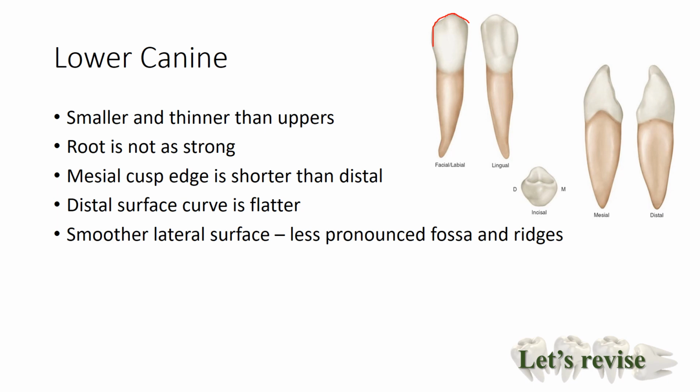You see, this is much smoother. We don't really have those deep ridges, and we don't really have those deep fossae that we've seen in the other teeth. So we know that this must be a canine because it's quite smooth, and we don't have those big ridges that we have on some of the centrals and lateral incisors. So once you know you've got your canine, you're looking for short mesial, long distal edge, and that's going to get you the right way around.